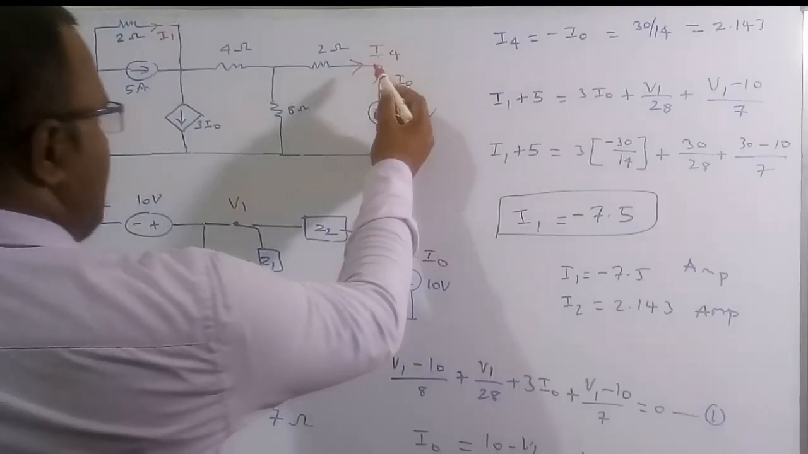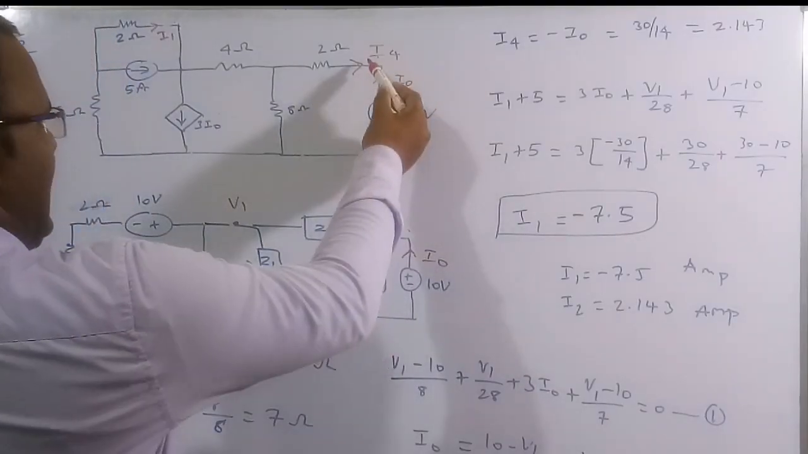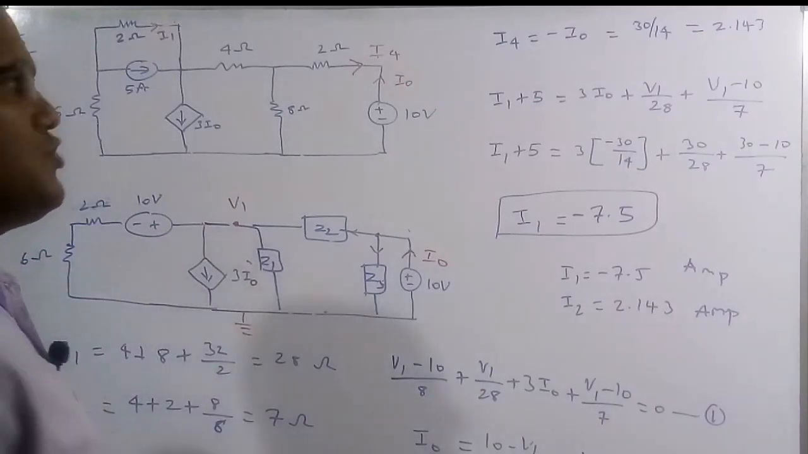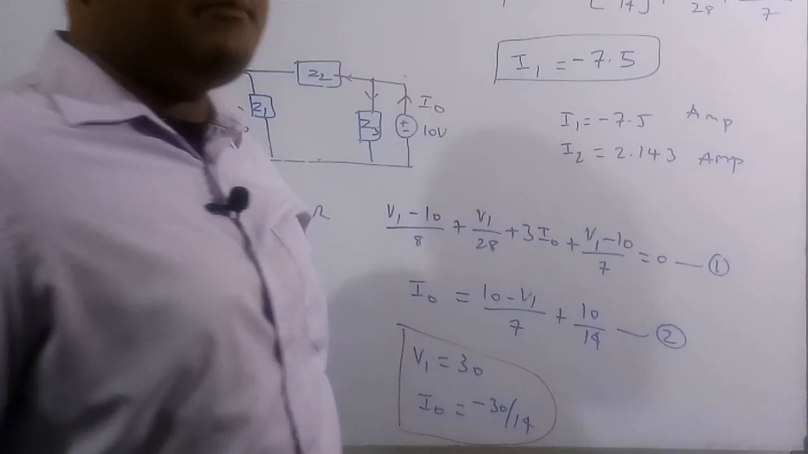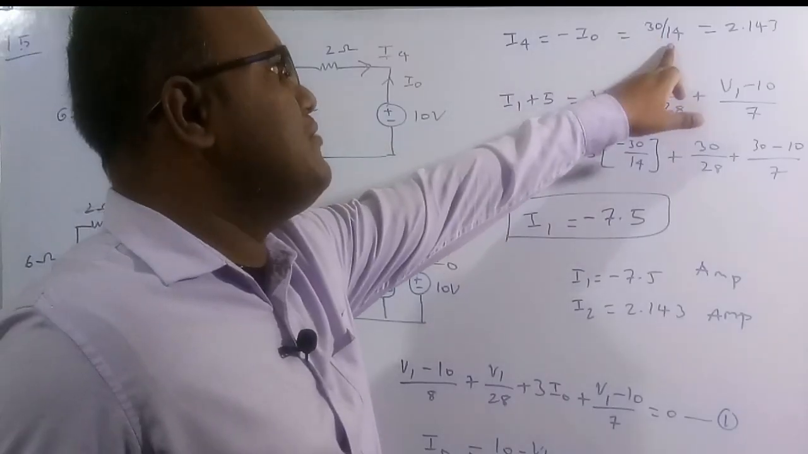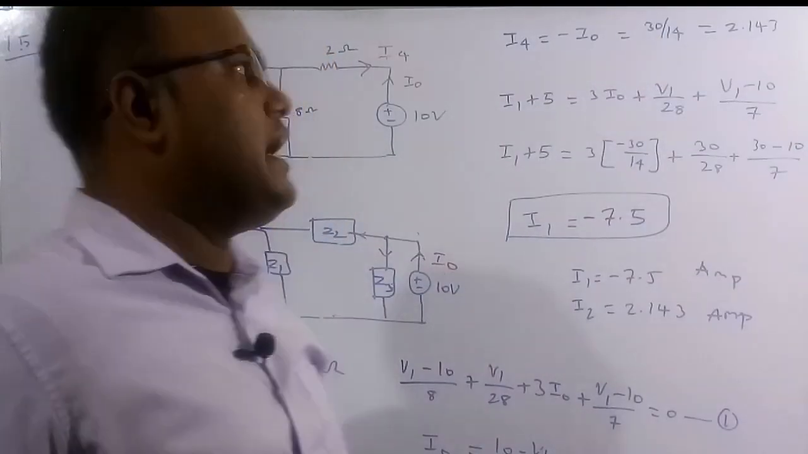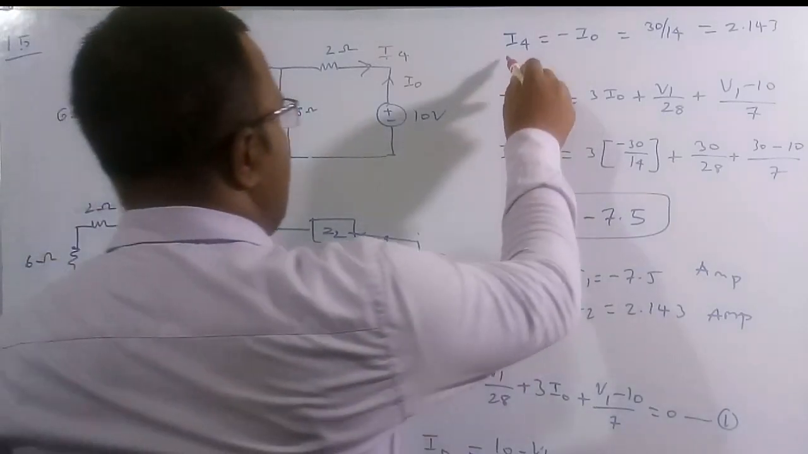But if you see carefully here, I4 is equal to negative. So I4 and I0 are in opposite directions. Therefore I4 is equal to minus I0. We know the value of I0, which is minus 30 by 14. So if you substitute here, we are going to get 30 by 14, which is equal to 2.143 ampere. So we have figured out the value of I4.